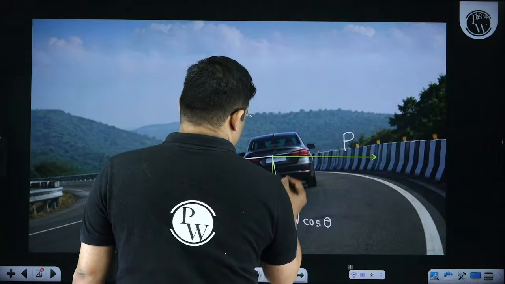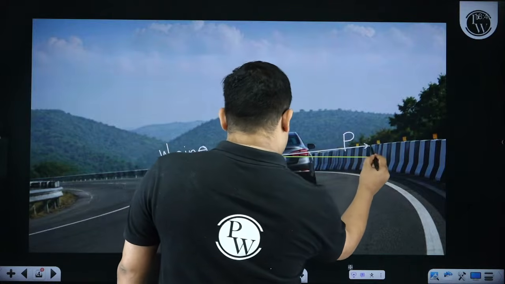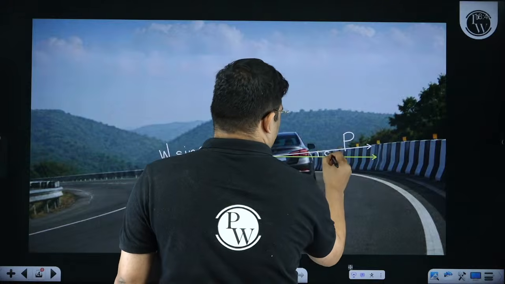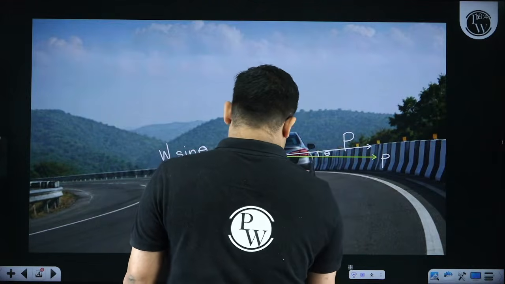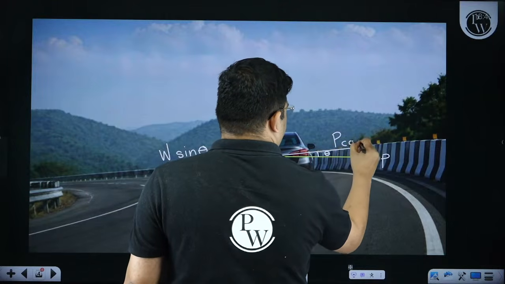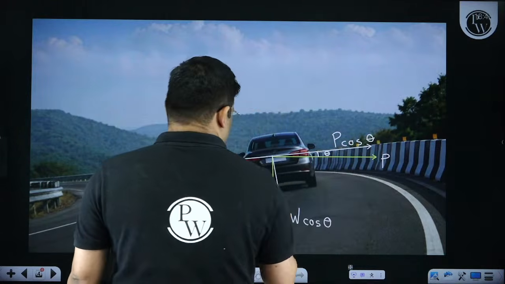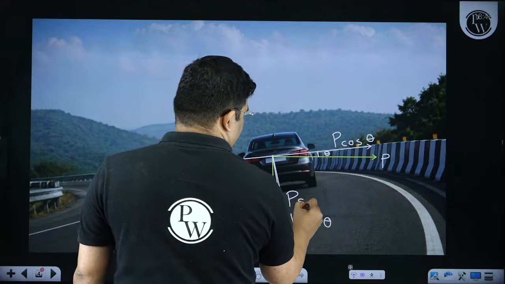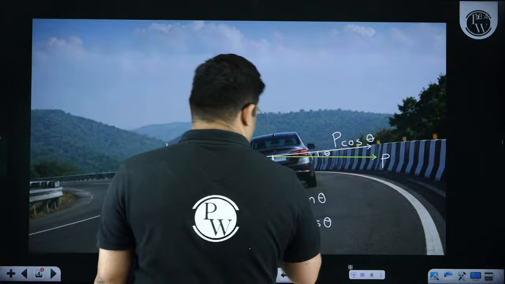Yes, it will be in exactly this direction, so this will be more accurate. This is theta, and this is P, so this will be P cos theta. Yes, that is more accurate. And here there will be P sin theta. Nice.